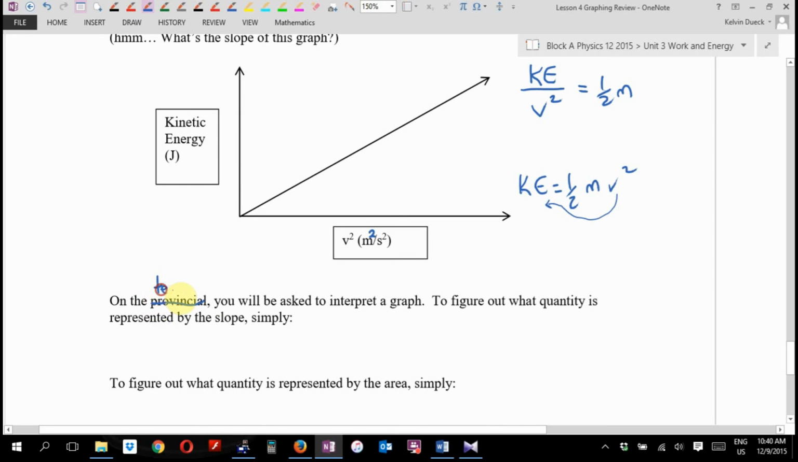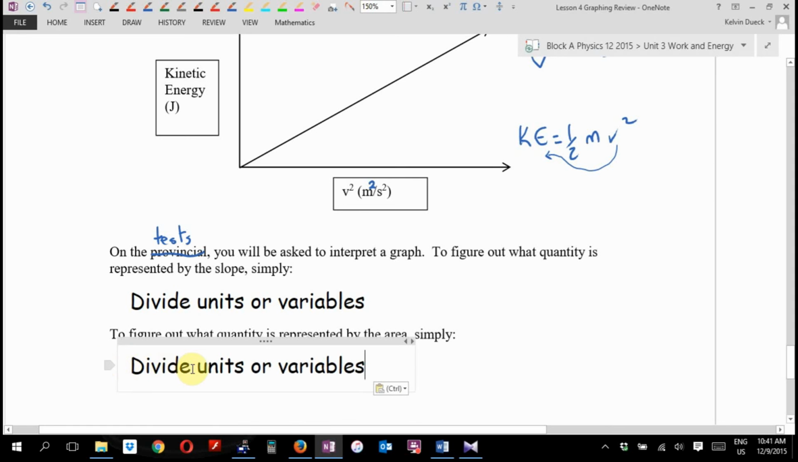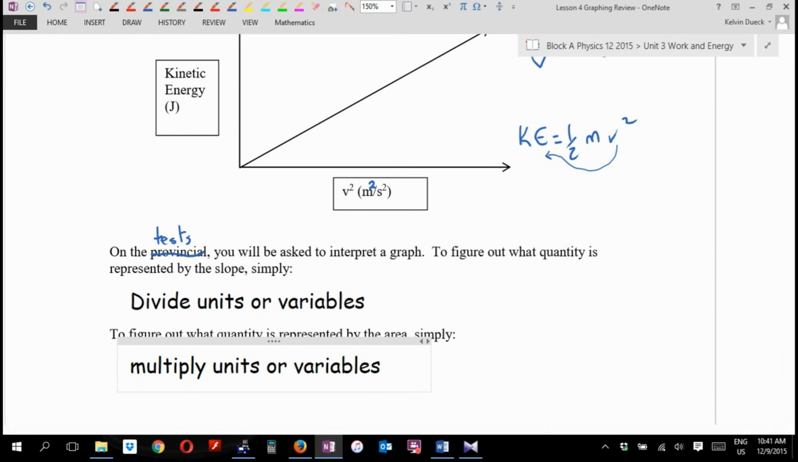On my tests, on your final, you're going to be asked to interpret a graph. To figure out what quantity is represented by the slope, simply divide units or variables. To figure out what quantity is represented by the area, simply multiply units or variables. Will we be asked to interpret a graph on this test?